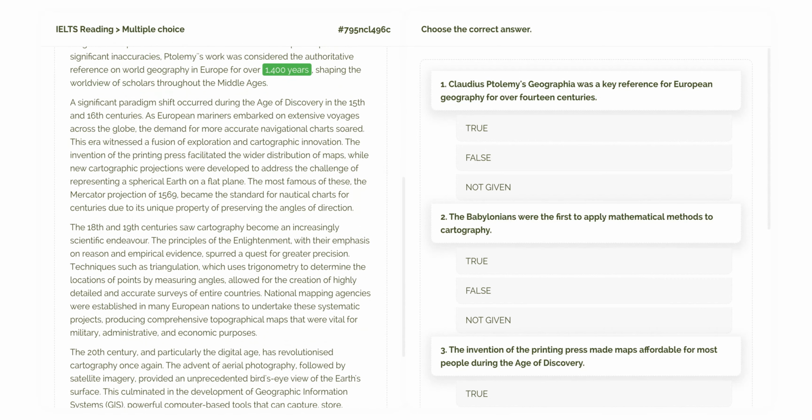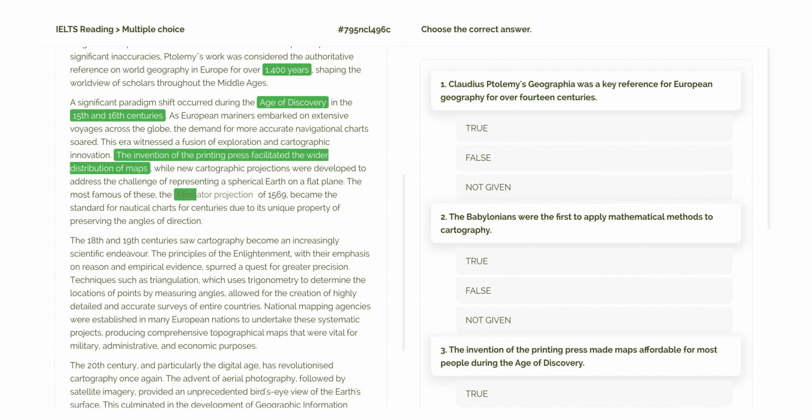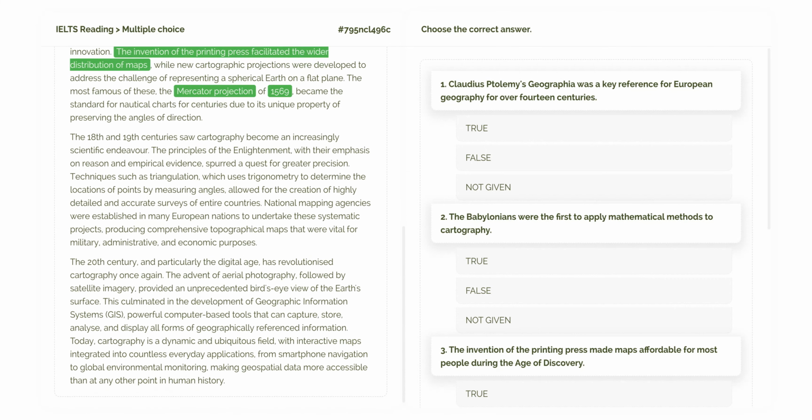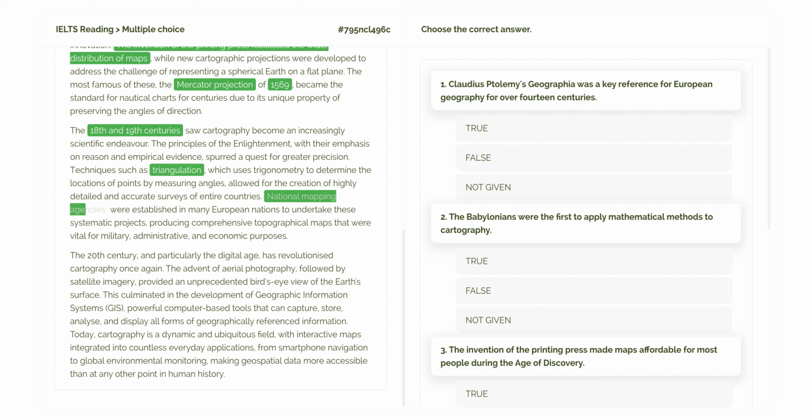Paragraph 3. This one focuses on a major change during the Age of Discovery in the 15th and 16th centuries. Anchor words are printing press and the famous Mercator projection from 1569, which was important for navigation. Paragraph 4. This paragraph describes how map-making became more scientific in the 18th and 19th centuries. It introduces a key technique, triangulation, and mentions the establishment of national mapping agencies for military and economic use.